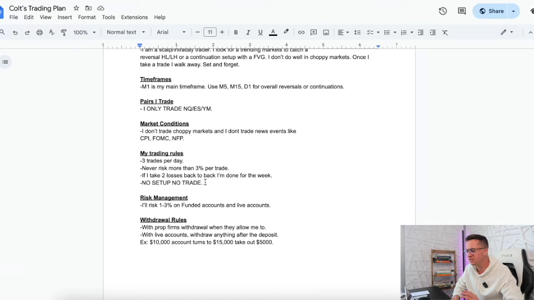So I need you guys to understand that if you do take a loss, that's not the end of the world. The market isn't always going to do exactly what you want it to do, and that's just the reality of being a trader. So risk management, I'll risk 1 to 3% on funded accounts and live accounts. And you guys can determine your risk too. Maybe you want to use 0.5% per trade.